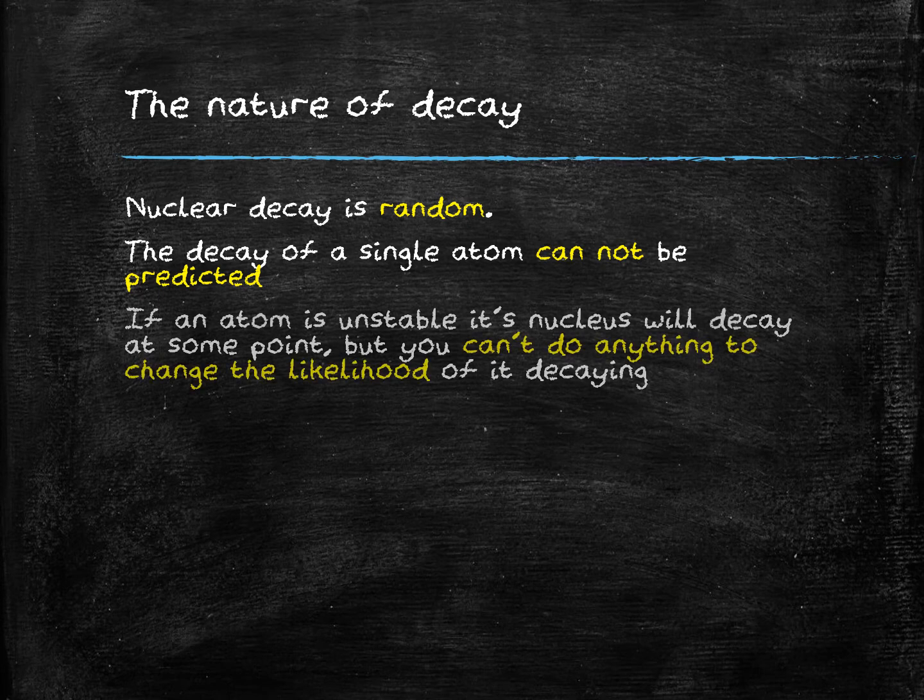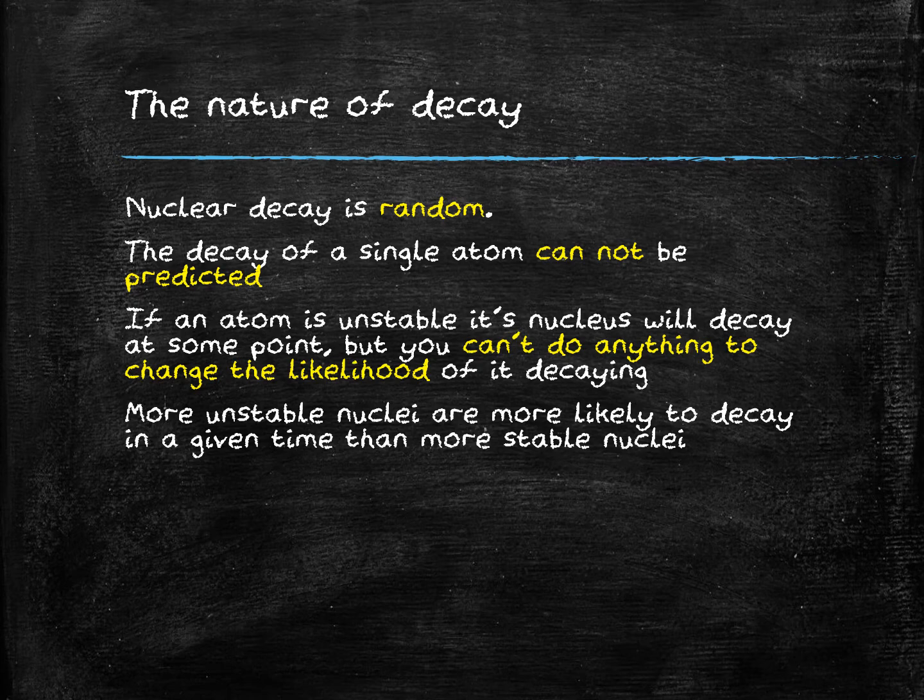Another important detail is that if an atom is unstable, its nucleus will decay at some point, but you cannot do anything to change the likelihood of that happening. So if I've got, say, carbon-14 from my earlier examples about beta decay, I cannot predict when that carbon-14 atom is going to undergo beta decay. I can't say if it's going to be tomorrow, next week, or in 10, 15, 100 years time. I just know it's unstable and therefore it has a chance of decaying.